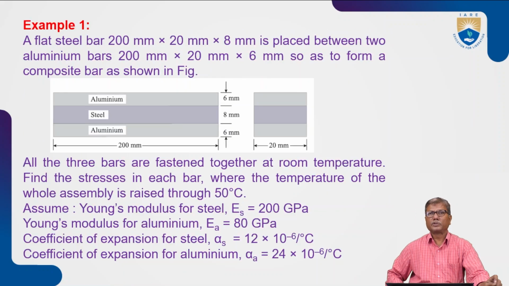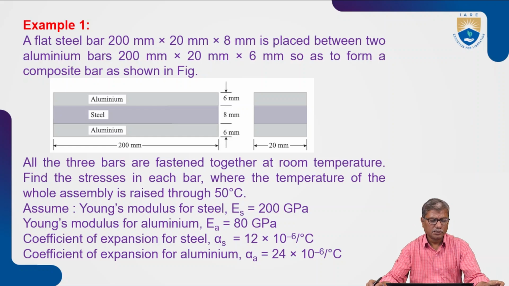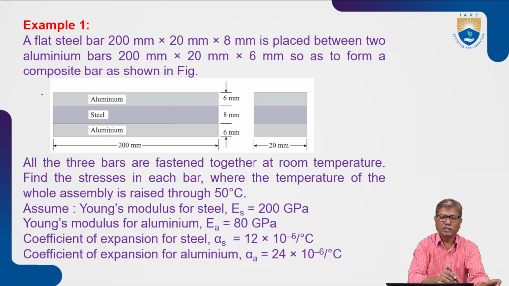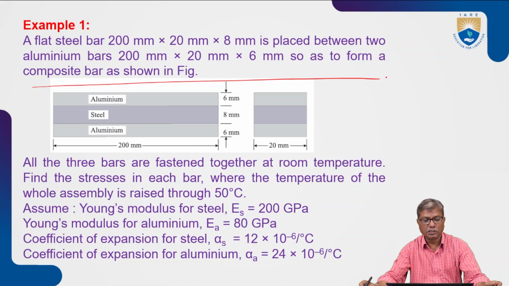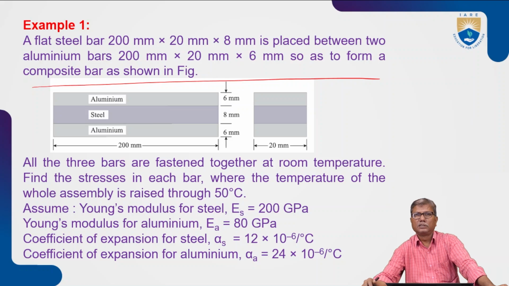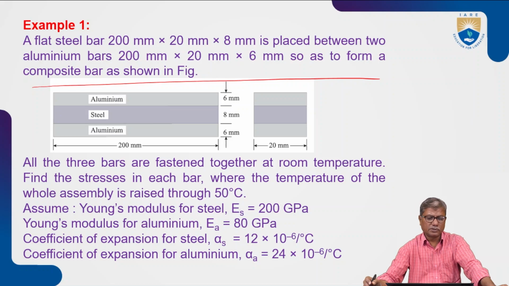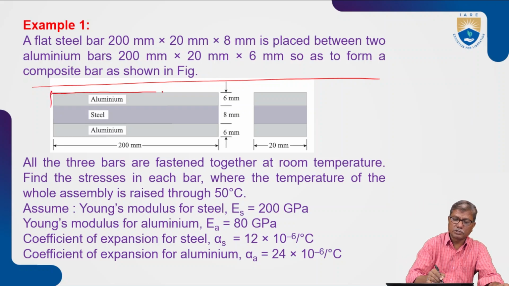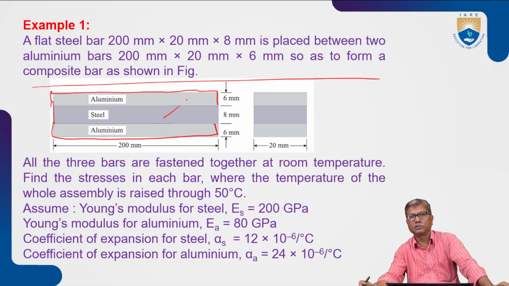Now, let us see some numerical examples. Consider this. A flat steel bar 200 mm by 20 mm by 8 mm is placed between the aluminum bars of same length 200 mm, same width 20 mm and thickness 6 mm so as to form a composite bar as shown in the figure. So this is the composite bar. This is aluminum plate. This is one aluminum plate and steel plate is placed between these two aluminum plates.